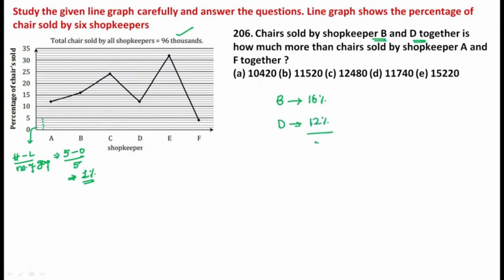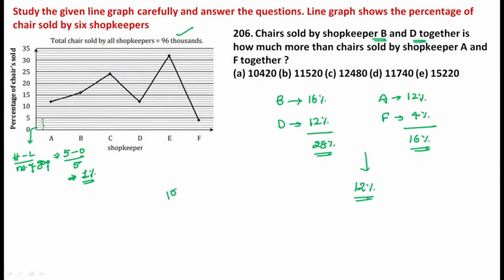Now the total value is exactly equal to 28%. In the same way, you have to identify A and F together. The value of A is exactly equal to 12%, and the value of F is exactly equal to 4. Now the difference is exactly equal to 16%. The difference of 28 and 16 is exactly 12% of this info.